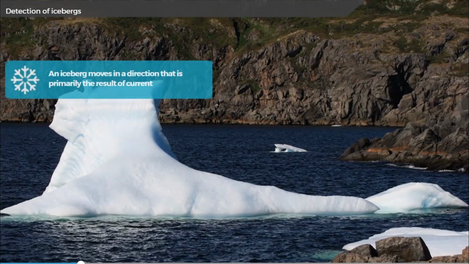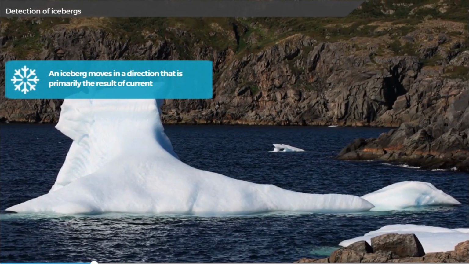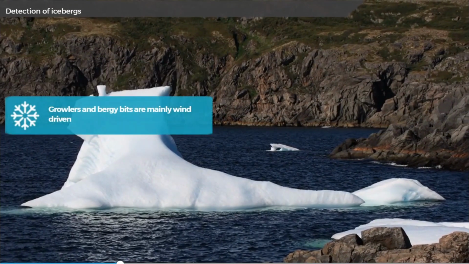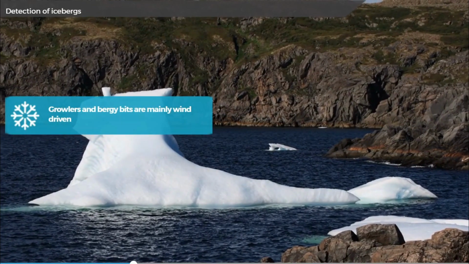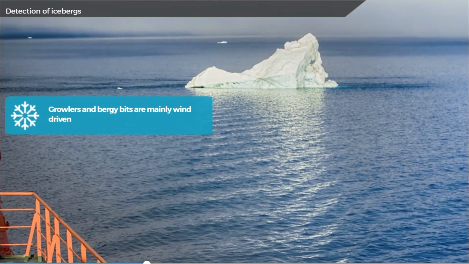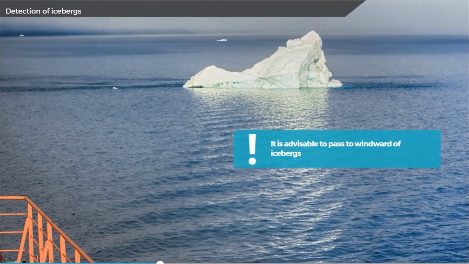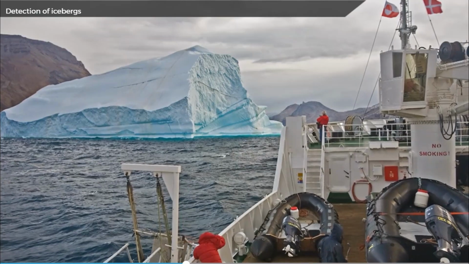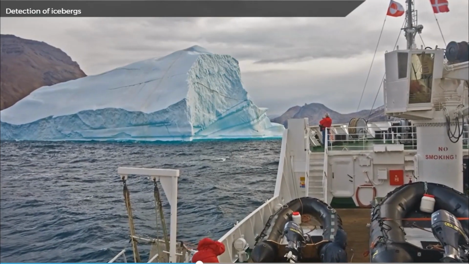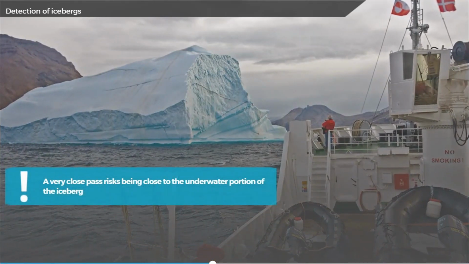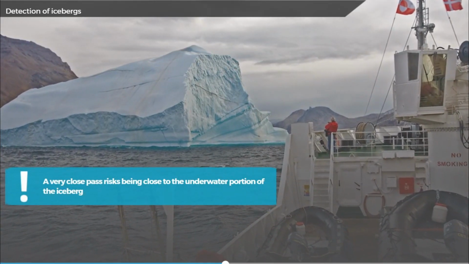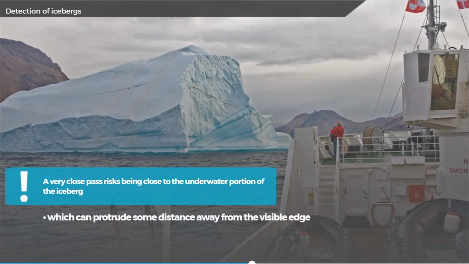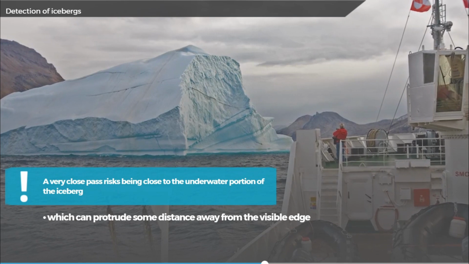As we saw earlier, an iceberg moves in a direction that is primarily the result of current. However, in general, growlers and bergy bits are mainly wind-driven and will stream to leeward of an iceberg. Because of this, it is advisable to pass to windward of icebergs. The closer the vessel passes, the more likely it is to encounter bergy bits, and a very close pass risks being close to the underwater portion of the iceberg, which can protrude some distance away from the visible edge.